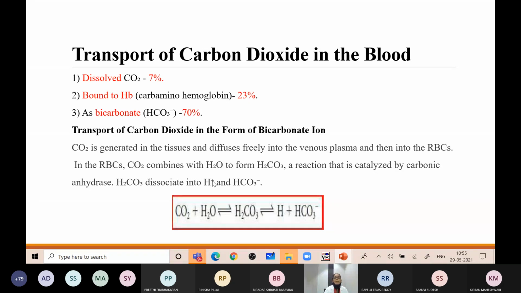In the RBC, carbon dioxide combines with water to form carbonic acid. Carbonic anhydrase enzymes are present in abundance in RBCs, so in the presence of those enzymes, carbon dioxide combines with water to form carbonic acid, a reaction catalyzed by carbonic anhydrase. These enzymes are maximum in the RBCs. Then the carbonic acid dissociates into H plus and HCO3 minus. This is the parent reaction or major reaction. You must remember this occurs in our RBCs.